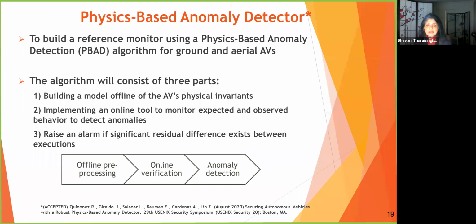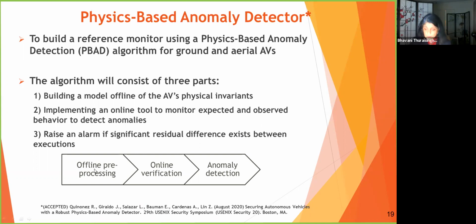So, a physics-based anomaly detection algorithm for ground and aerial AVs. The algorithm will consist of 3 parts: building a model offline of the AV's physical invariance, right? Then implementing an online tool to monitor expected and observed behavior to detect anomalies, and raising an alarm if a significant residual difference exists.